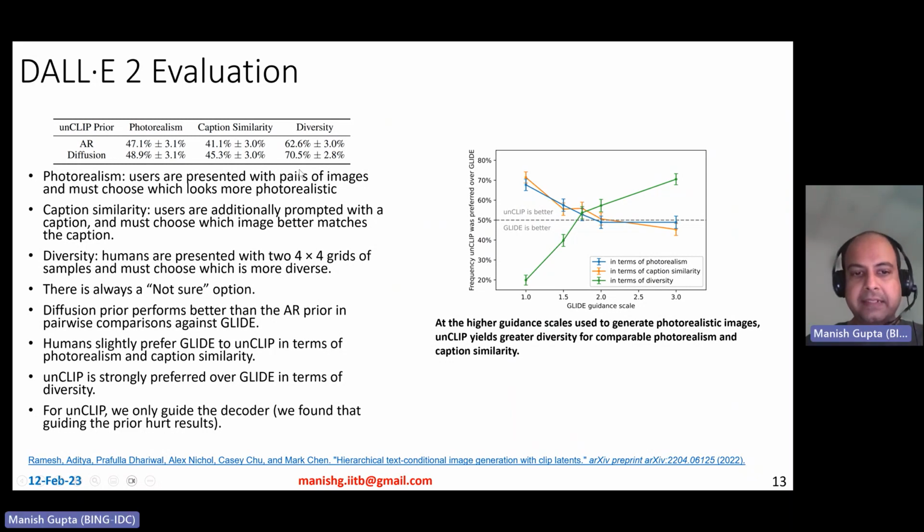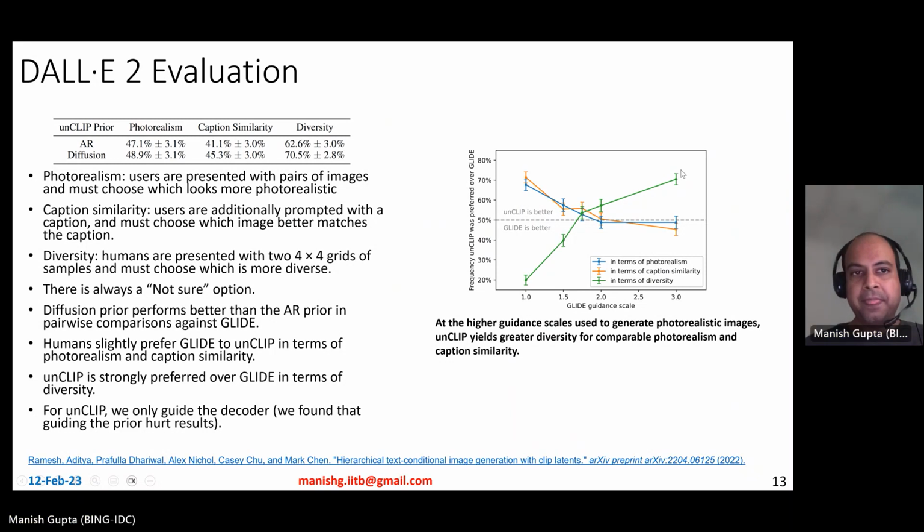For unCLIP, we only guide the decoder, remember. So it was observed that doing classifier guided diffusion did not work really well for the prior, but it worked reasonably nicely for the decoder. As you notice from this image as well, as the GLIDE guidance scale is increased, at these higher guidance scales, the images generated by DALL-E 2 are comparably photorealistic and have good caption similarity as compared to GLIDE, but they lead to much higher diversity compared to GLIDE.